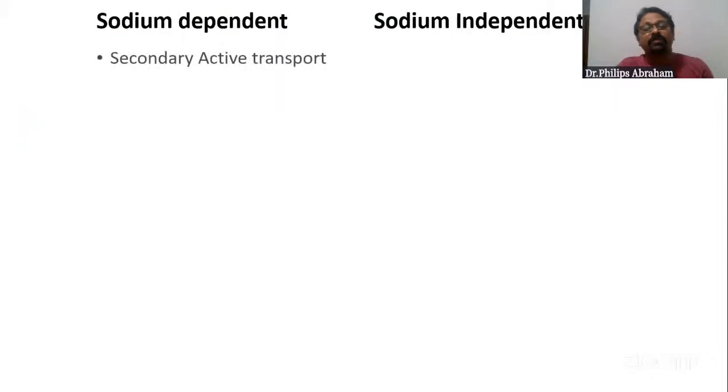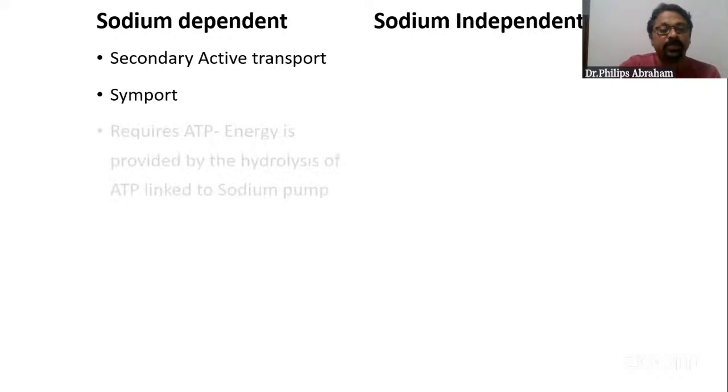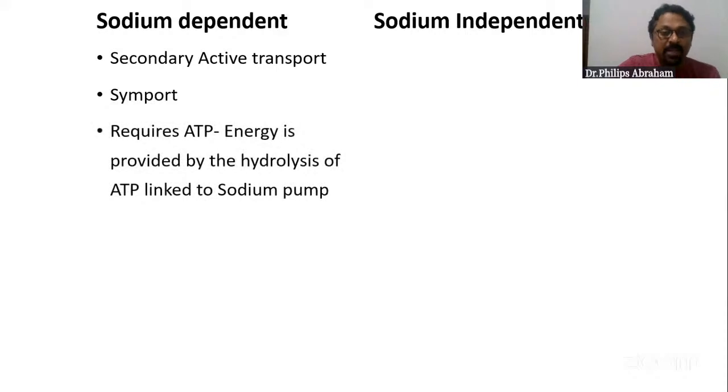Okay, so I'm just trying to say the difference between sodium dependent and sodium independent. Sodium independent means, as I said, facilitated diffusion. Sodium dependent is secondary active transport, but sodium independent is a passive transport. Here, sodium dependent is symport. That means what? Sodium and glucose together move in one direction. We require ATP, and that is linked to our sodium potassium pump on another side. That's why the word secondary active transport.